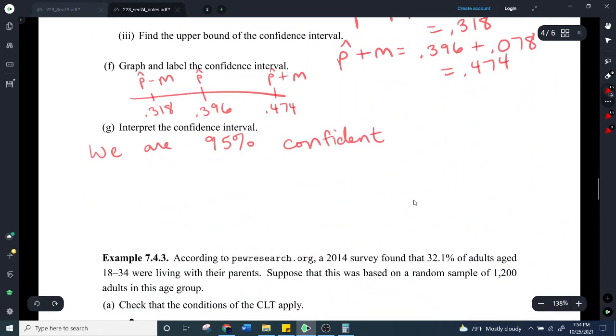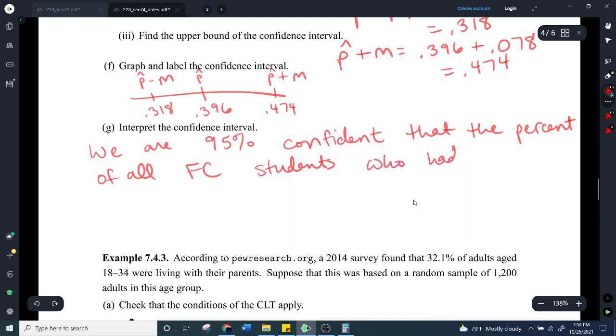So we're 95% confident that the percent of all, I'm going to say Flagler College students who had a negative situation occur is between what two numbers?